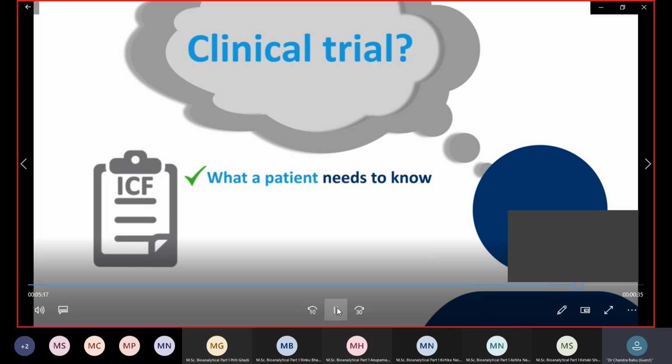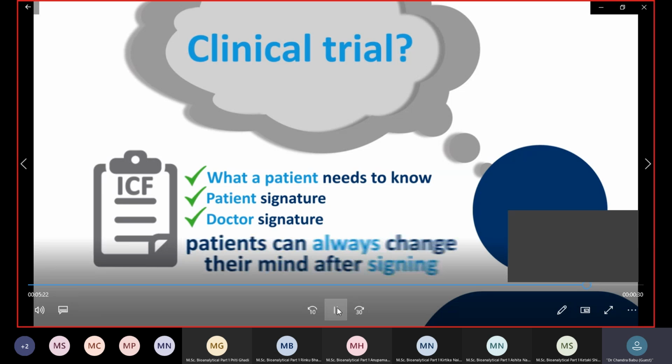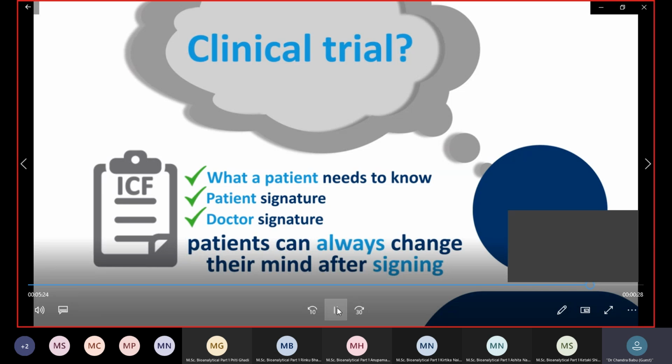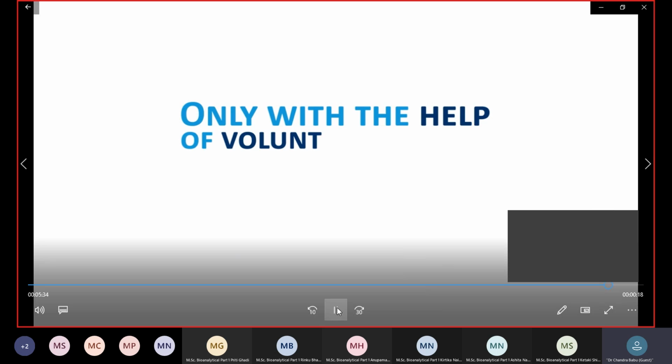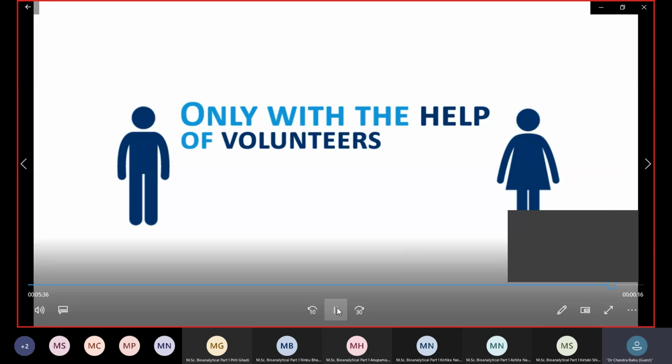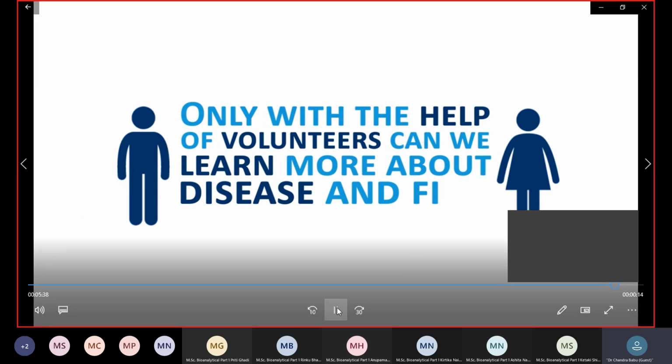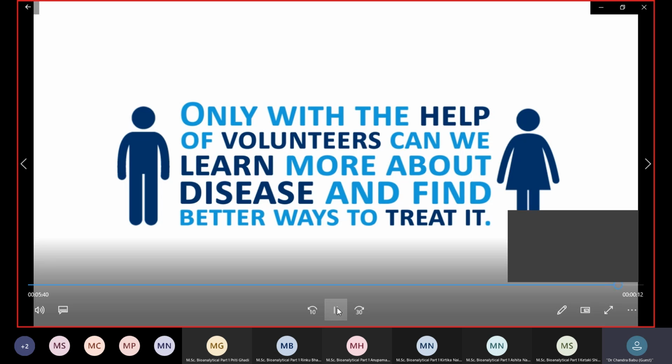If they decide to participate, they will need to sign the consent form along with the study doctor. A patient can always change their mind after signing, even if treatment has started. The ICF is the document to help make an informed decision about participation in a clinical trial. It is only with the help of volunteers willing to be in a clinical trial that we can learn more about a disease and find better ways to treat it.